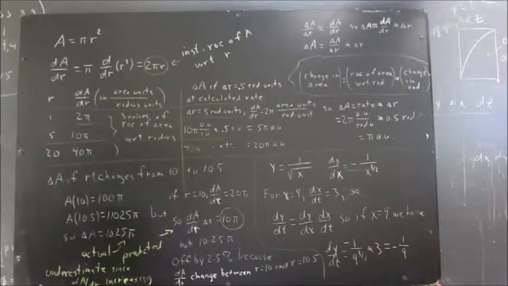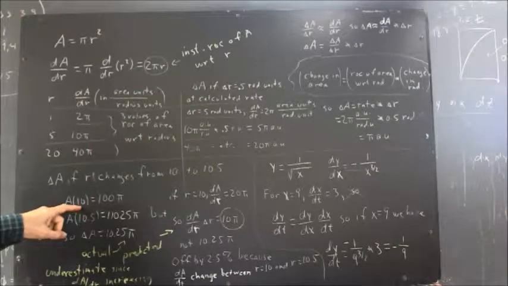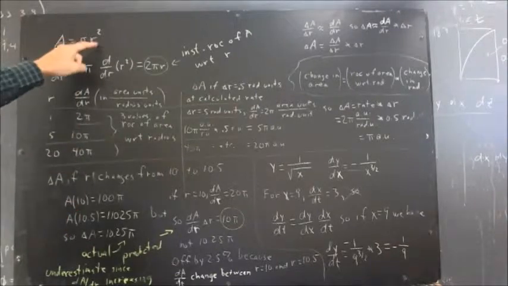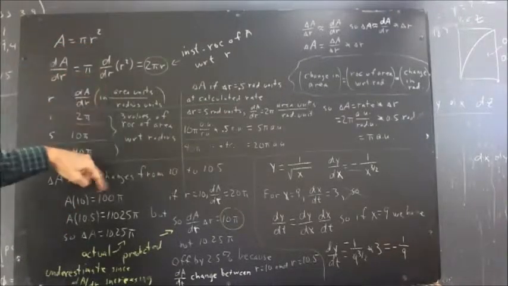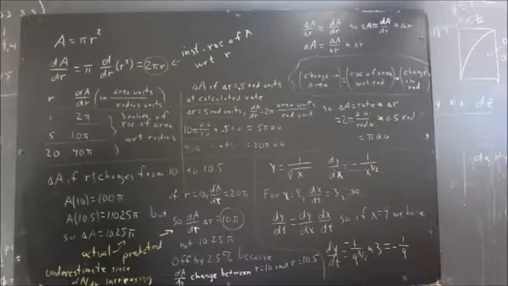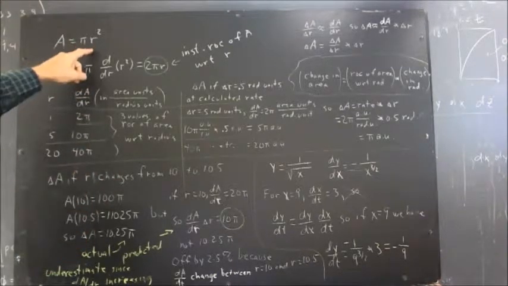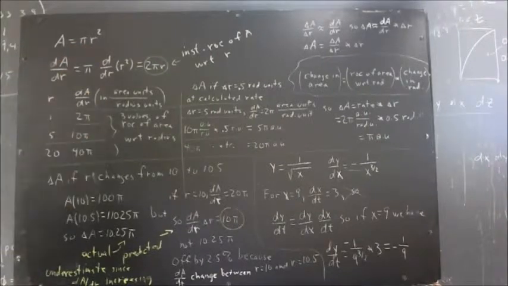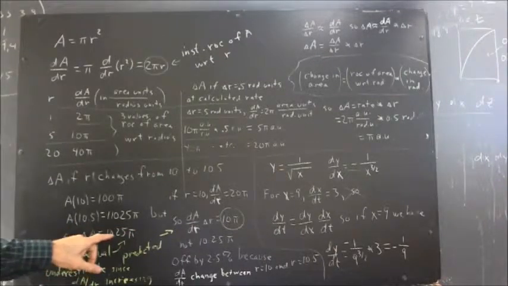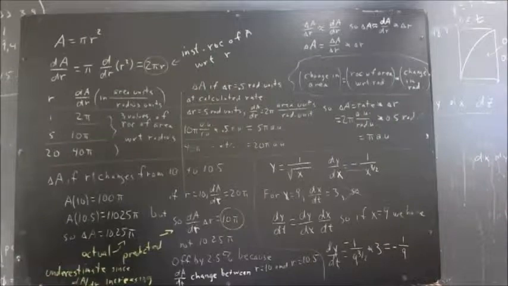Now, we have the question, what is the approximate change in A if r changes from 10 to 10.5? Well, first of all, we can find the actual change of A. If r is 10, then the area, we just plug in 10 into A equals pi r squared, we get 100 pi. And if r is 10.5, we plug that in, and we get 10.5 squared, which I believe is 110.25 times pi for the area. So the change in the area is 10.25 pi.